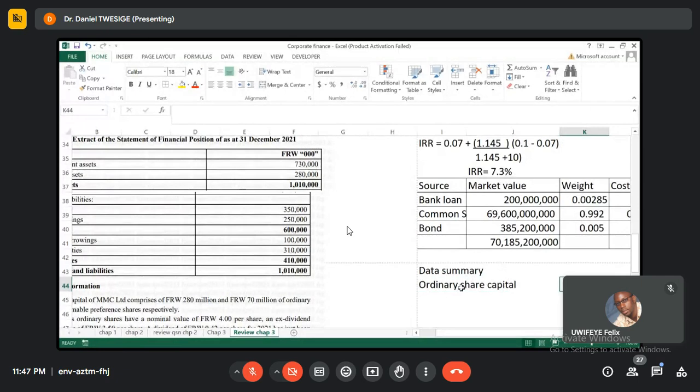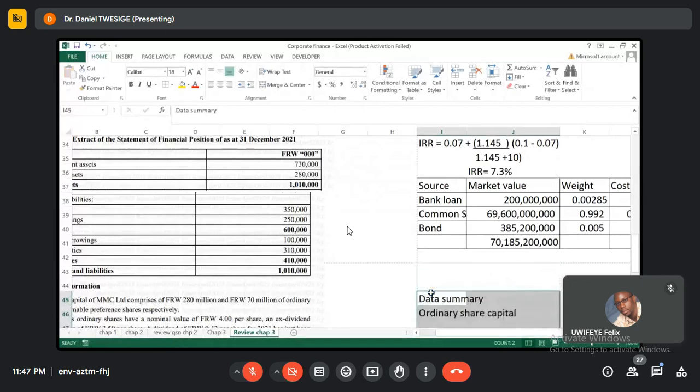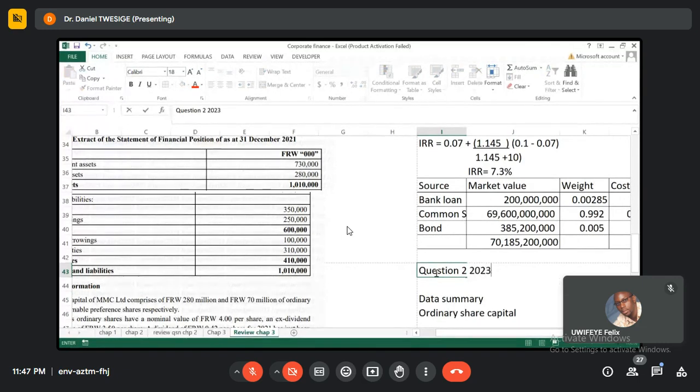Can you please write the title of the question? Question 2. Question 2. 2023 April solution.